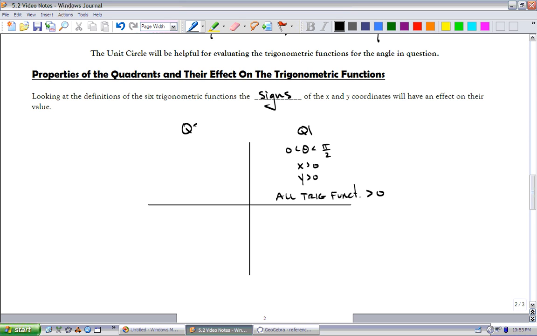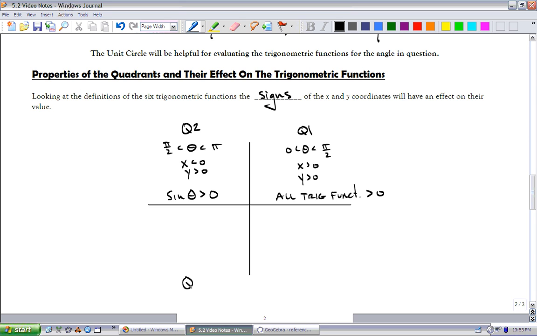In quadrant 2, where theta falls between pi over 2 and pi, x is less than 0, y is still positive, so actually sine of theta is the only one that will be greater than 0. It's the only one that will be positive. Okay?